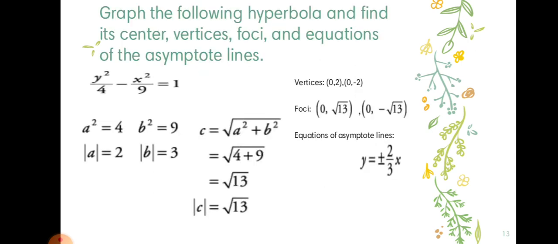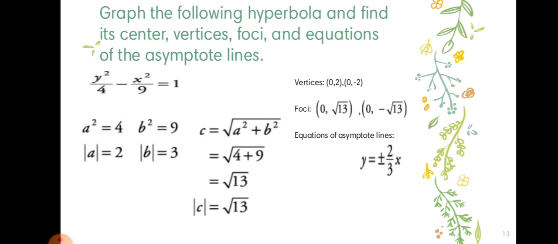Next, graph the following hyperbola and find its center, vertices, foci, and equations of the asymptote lines. The equation is y squared over 4 minus x squared over 9 is equal to 1. So we take the square roots: a is 2 and b is 3. c is equal to the square root of a squared plus b squared, so we have square root of 13. The absolute value of c is square root of 13.